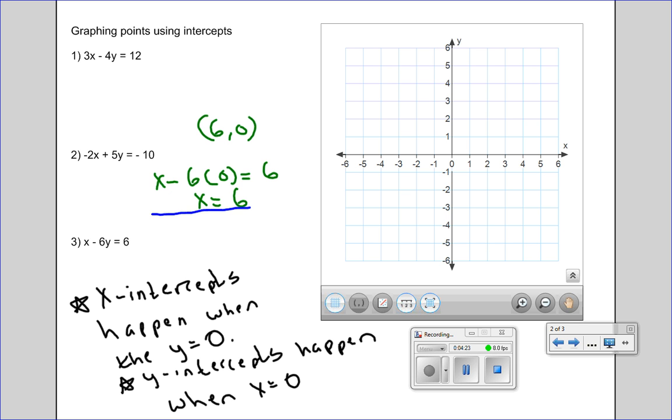Let's go ahead and find our y-intercept now. To find our y-intercept, x needs to be 0. So 0 minus 6y equals 6. Negative 6y equals 6. Divide by negative 6. Y equals negative 1. So my point there is 0, negative 1. 0, negative 1, and 6, 0.